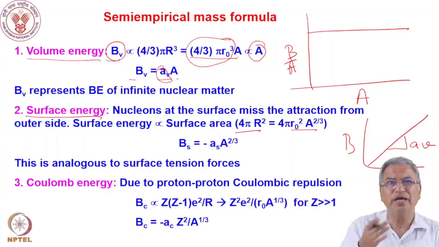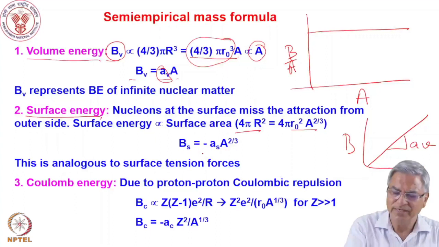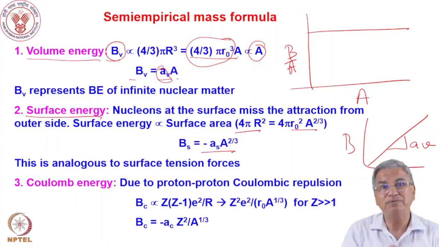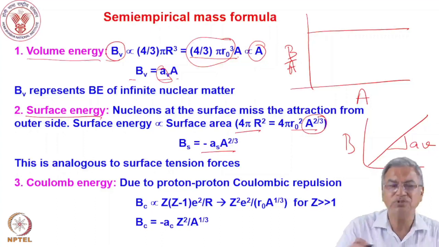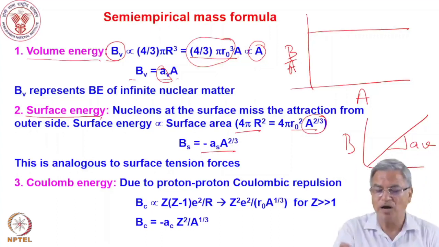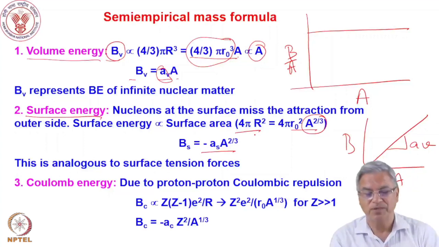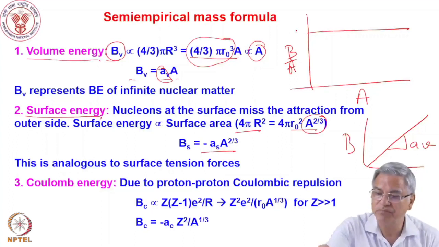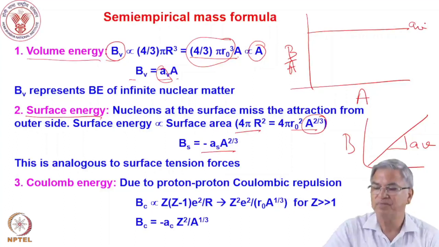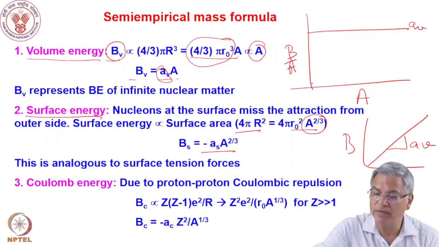So out of those A nucleons, there are a few nucleons which are at the surface. So there is a negative correction to the volume energy because of nucleons at the surface. That is why this surface energy term is a negative contribution to binding energy: minus A_S, the surface energy constant, into A to the power 2/3, because the surface area is proportional to r squared, and hence A raised to 2/3. Now you see, this was the A_V term. Then the surface energy term will become like this.